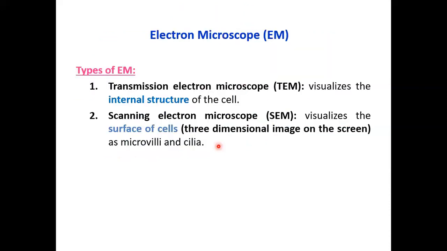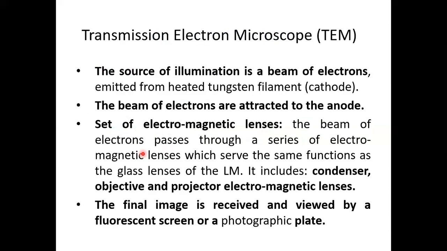Types of electron microscope. Here we will know the types of electron microscope. We have the transmission electron microscope to visualize the internal structure of the cell, and the scanning electron microscope to visualize the surface of the cell. This depends on scanning and a scanning coil to give a 3-dimensional image on the screen, as we will see.